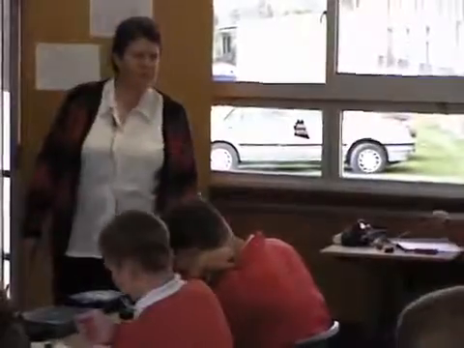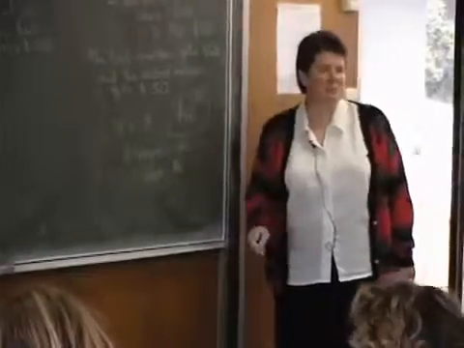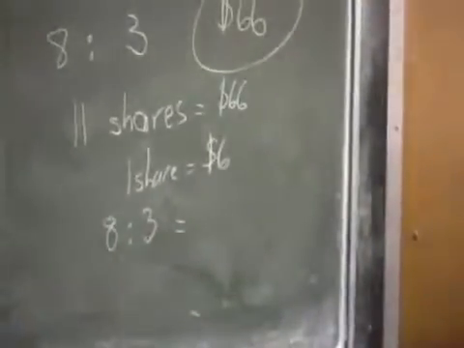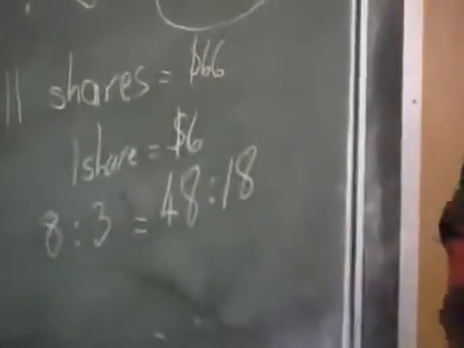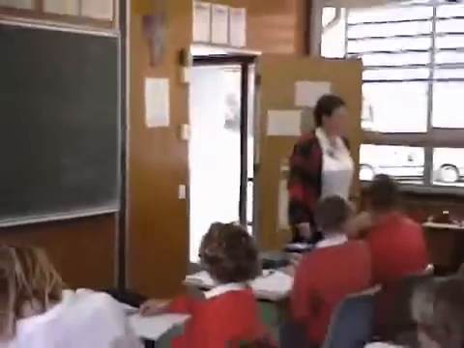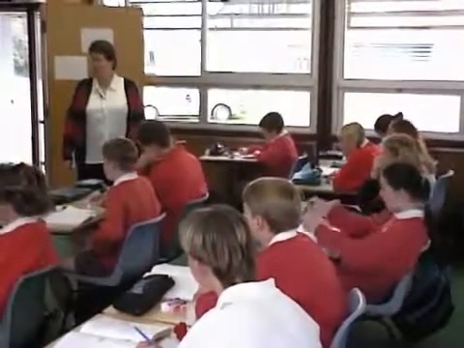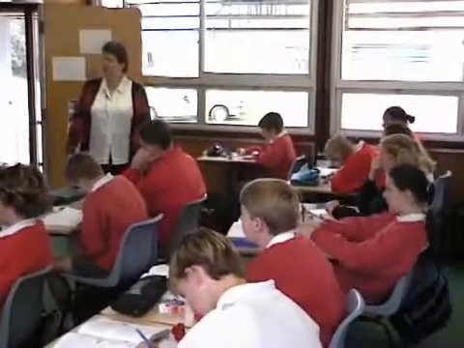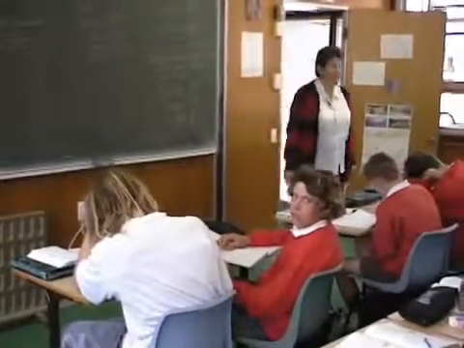So the 8 would be... Nicole? Yes. So, what would the ratio 8 to 3 be? 8 to 3 would equal... Do you follow what's going on? Yeah. 48 to 18. It's just that you missed a couple of classes, so I didn't know whether you had caught on. 48 to 18. 6 times 8 and 6 times 3. So we would write the first person gets $48 and the second person gets $18.